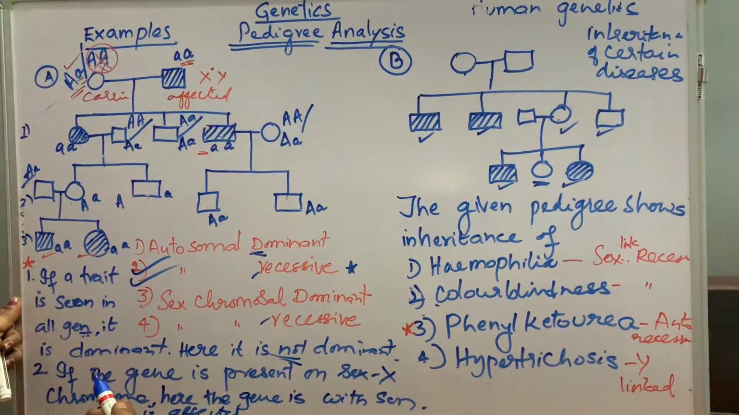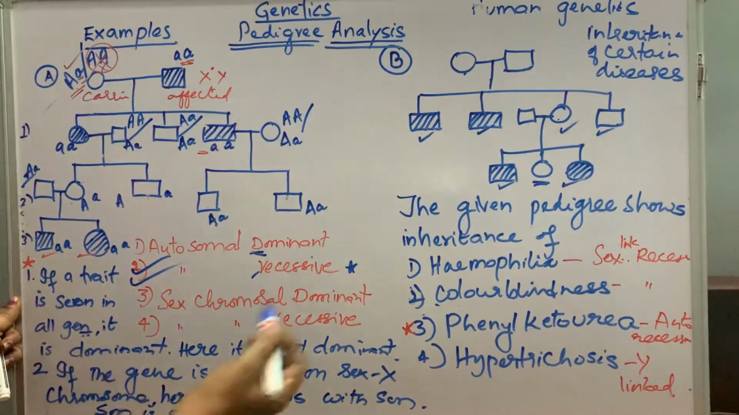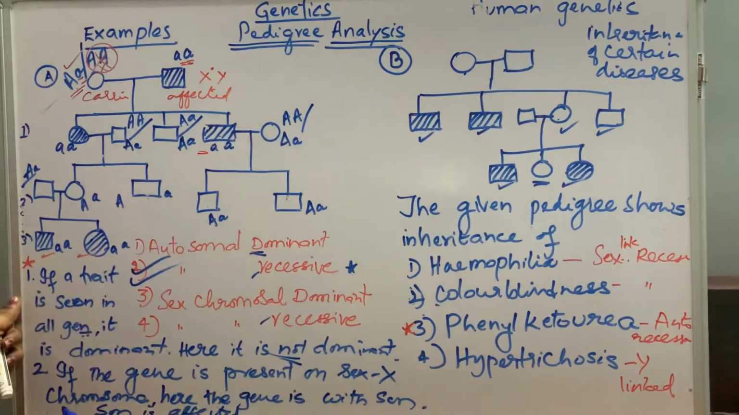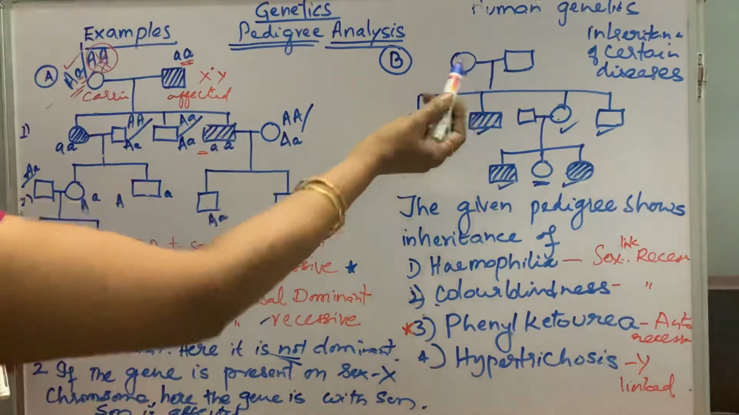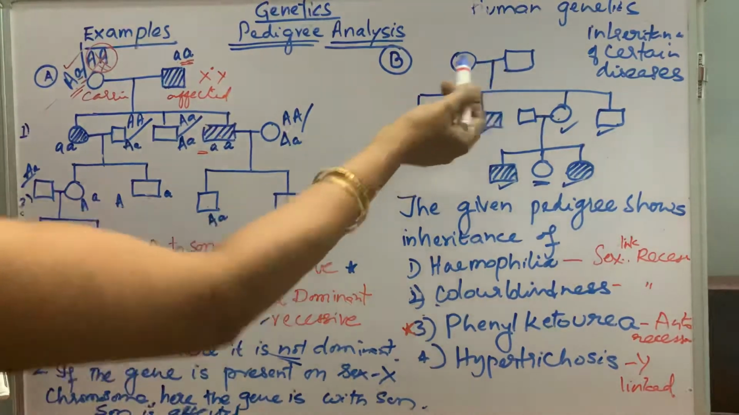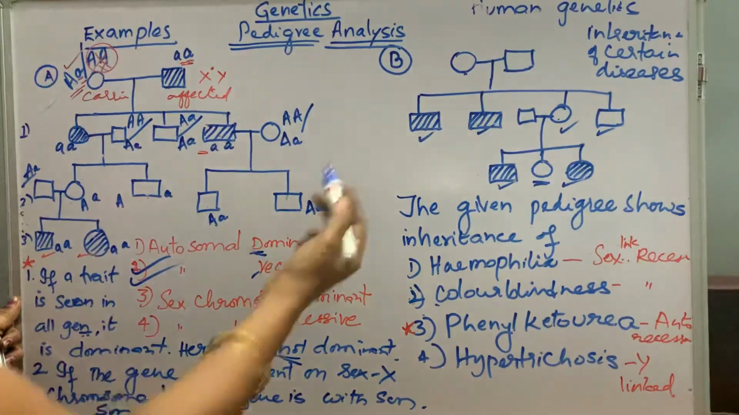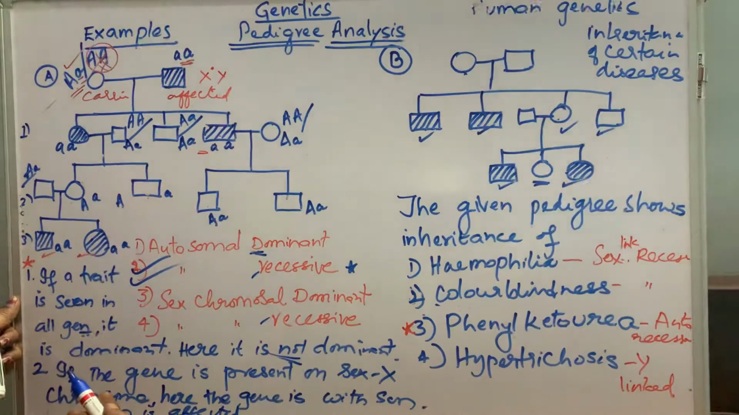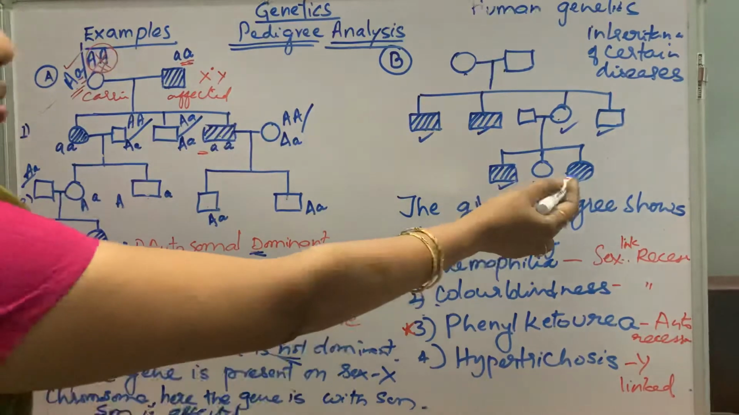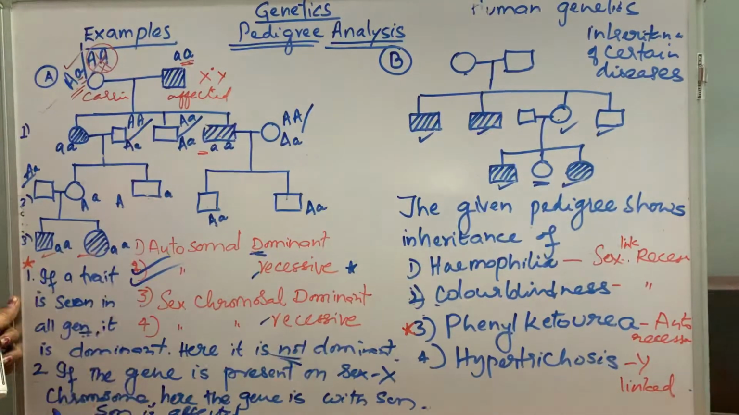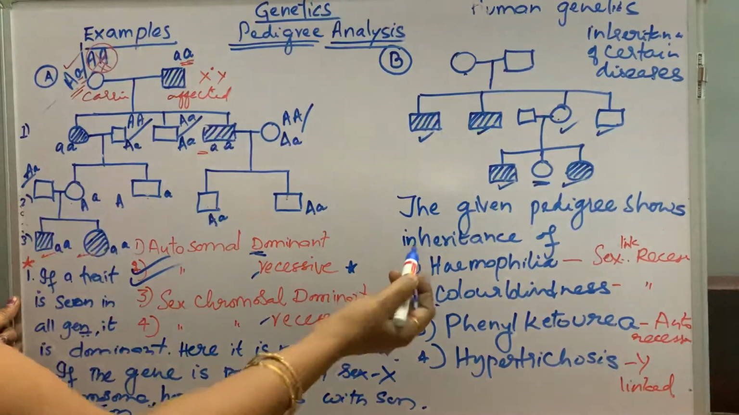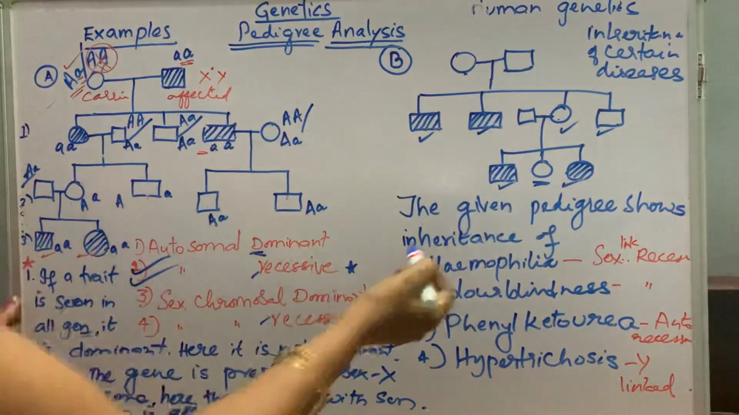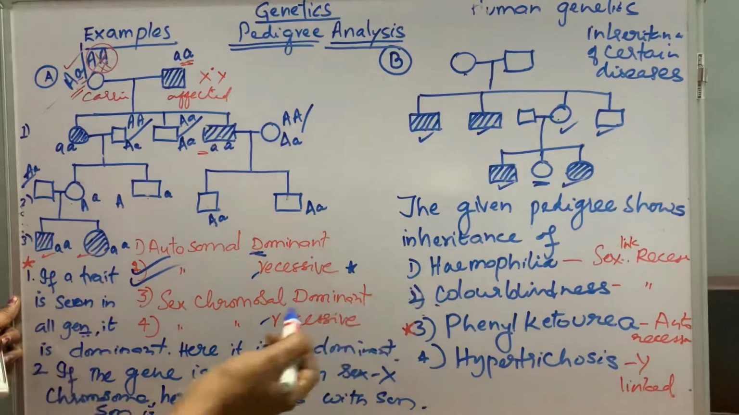So it must be autosomal recessive, because it is skip generation. In one generation it is not shown. The affected individuals are not here. The parents themselves are unaffected. They are not diseased, and we are getting both daughters and sons affected. So it is autosomal. So here the given pedigree shows inheritance of hemophilia.